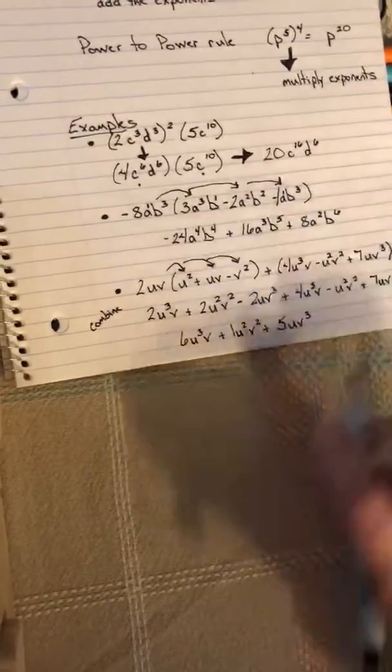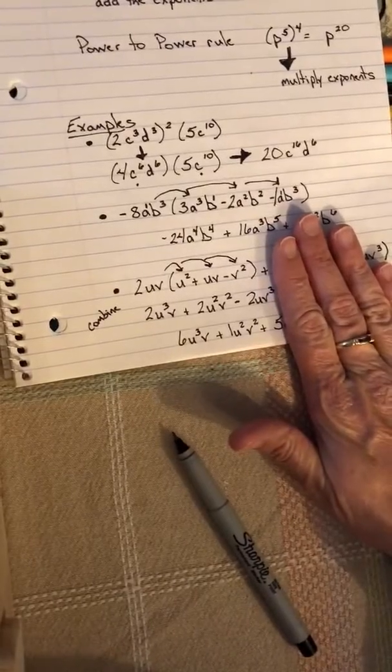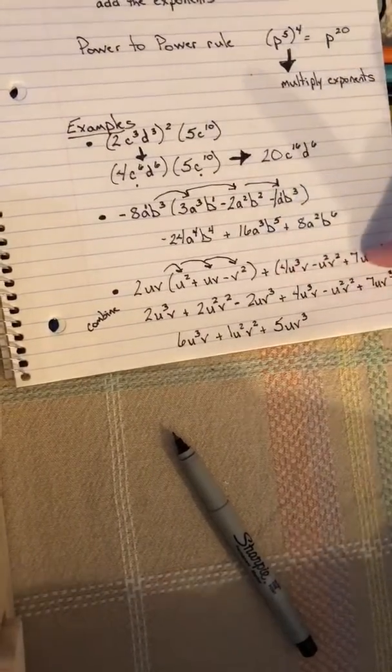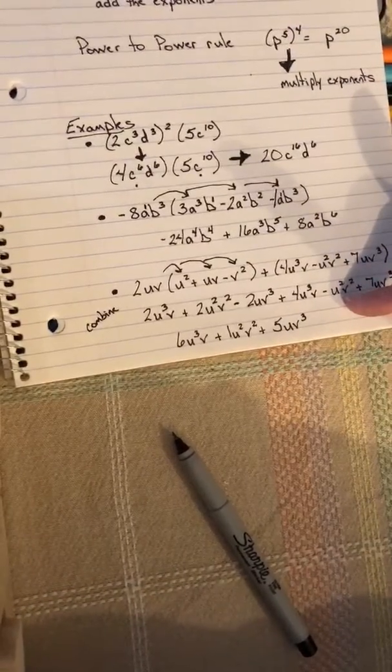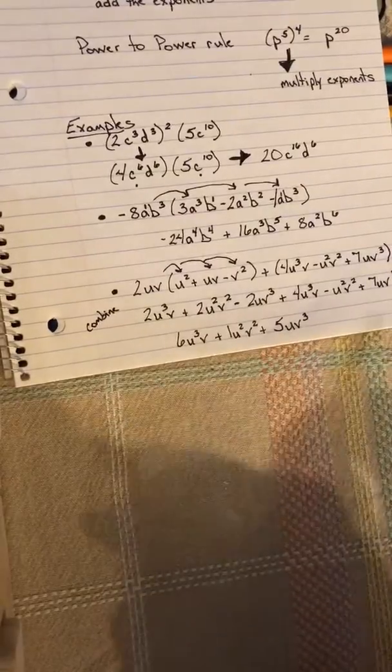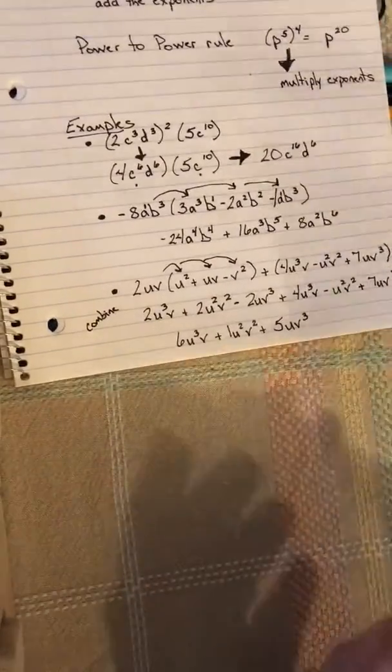Okay, so basically I did the distributive property first. Then I took the second trinomial and brought it down. Now I have to go through and combine like terms. Let me pick out a different color.